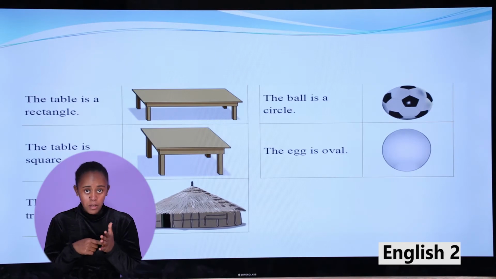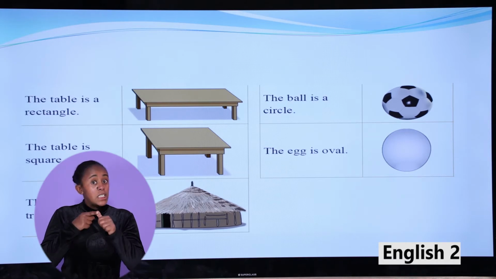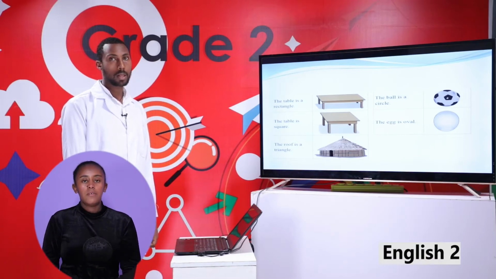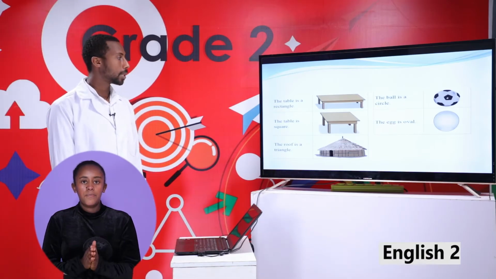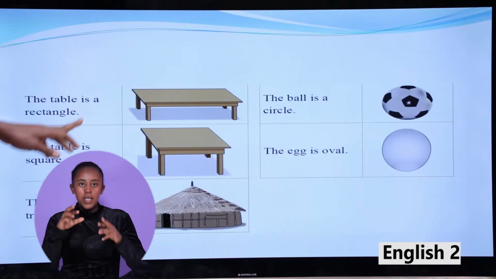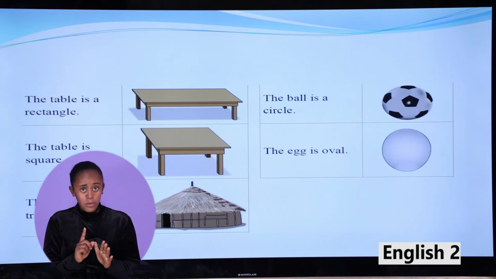For example, look at this picture, students, and when I read the sentence, you can say after me. The first sentence says, the table is a rectangle. Students, please say after me. The table is a rectangle. So when you look at this table, the shape of the table is a rectangle.